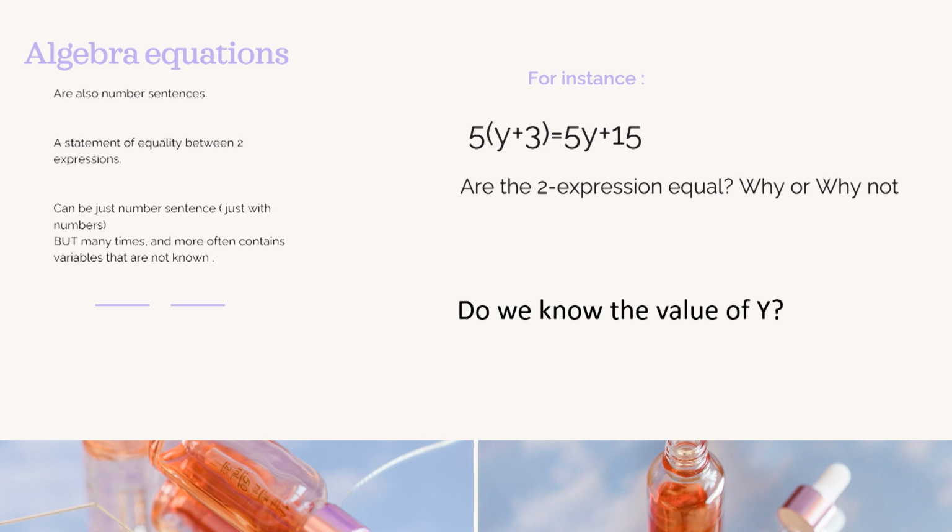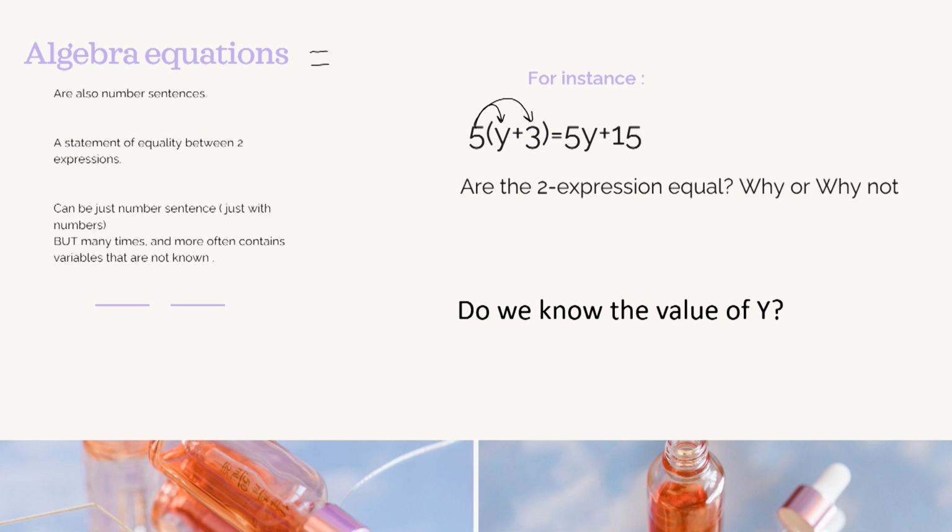Now, we've seen that 3 plus 4 equals 5, and we've seen different things. So when I'm looking at an algebra equation, more specifically an equation, it's got to have that little equal sign. So let's look over here, our for instance. So when I see this, it says, are these two expressions equal? Why or why not? So let's see. I've got 5 being multiplied to that whole parentheses. So I could multiply everything in the parentheses by 5 and see what I've got.